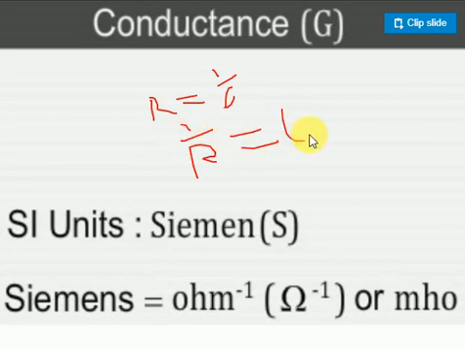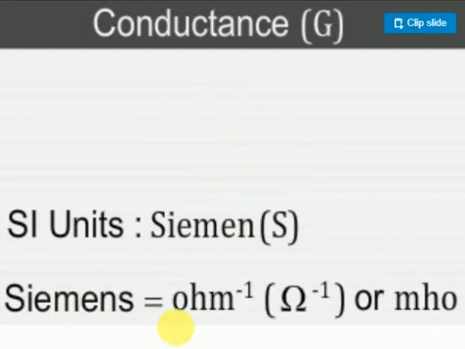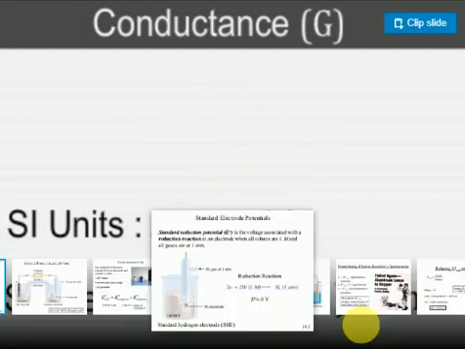Suppose you know very well resistance units are ohm only. Conductance units are ohm inverse only. Look here, they mention SI units are Siemens, so they will take Siemens. Siemens are ohm inverse, they will take only ohm inverse and mho.